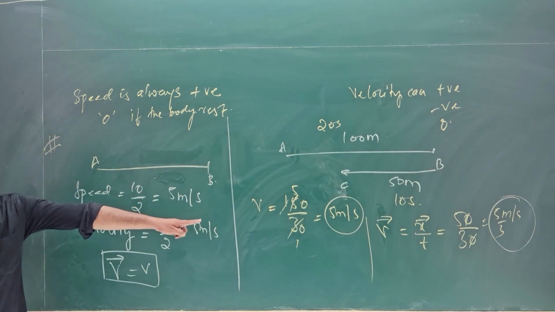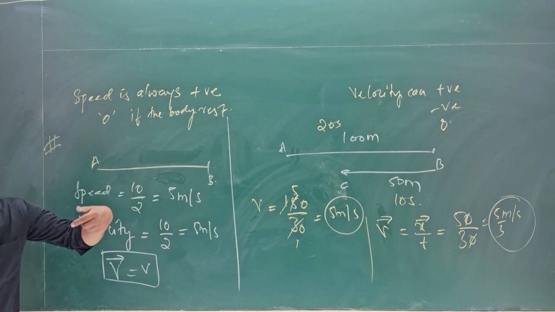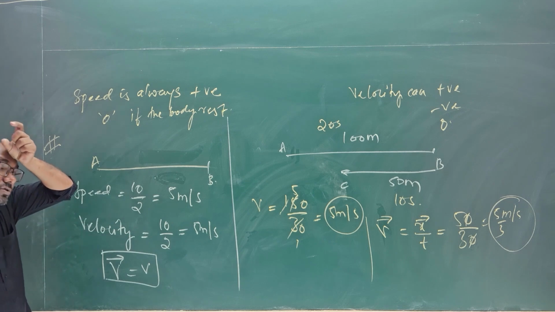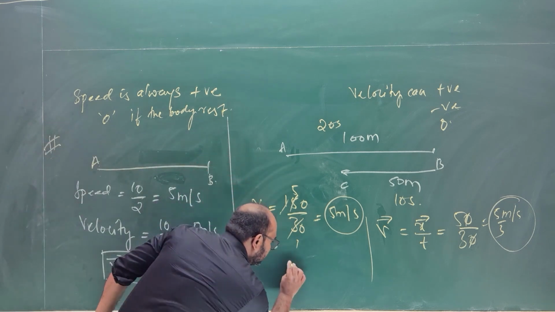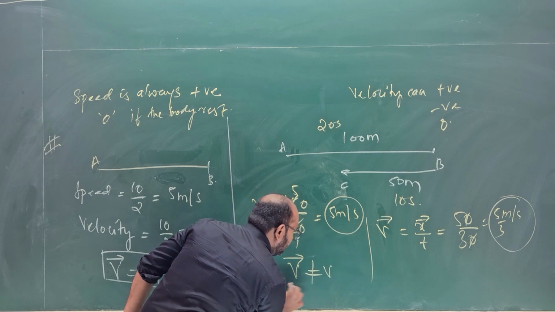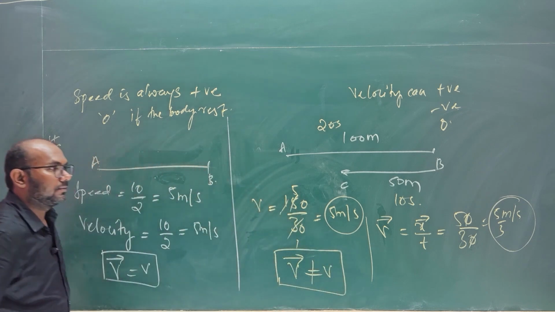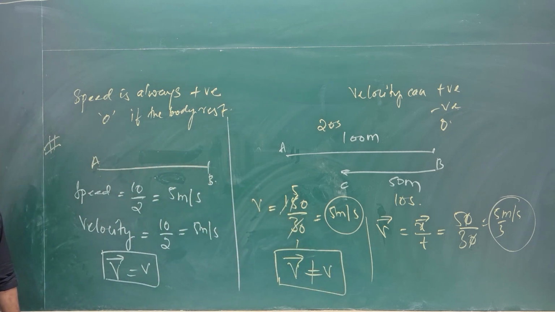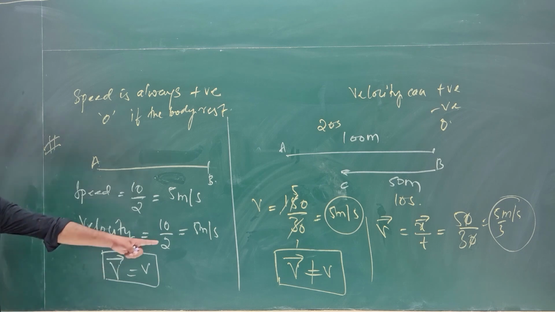Our velocity is 5 by 3 meter per second. When is this happening? When the body changes its direction. Okay. So, in this situation, can I say that velocity is not equal to speed? Yes or no? Yes? Okay. Write this down.